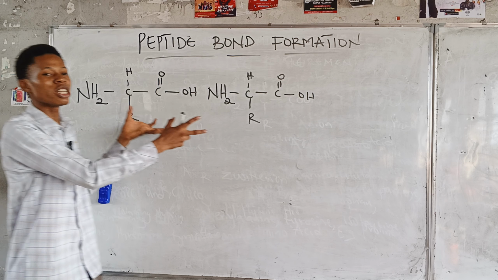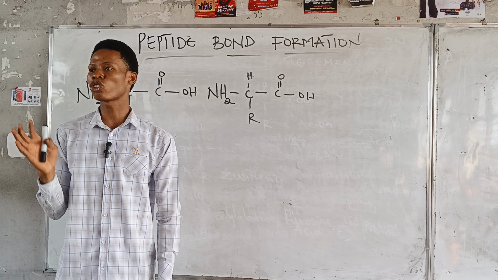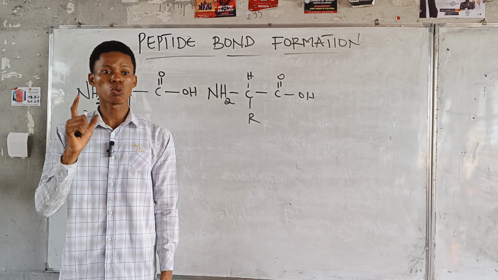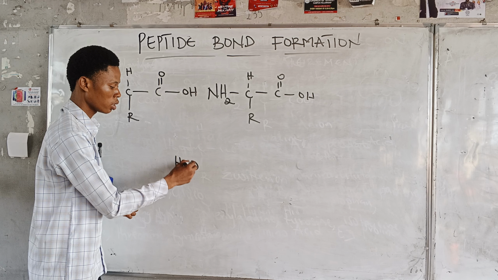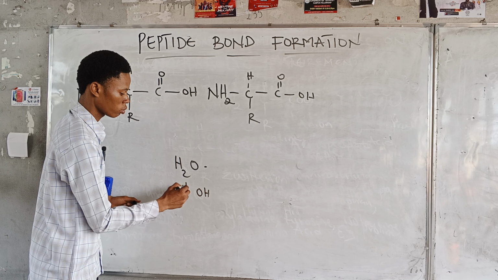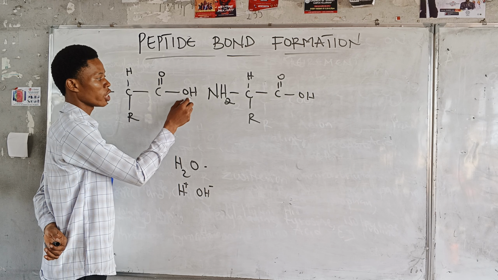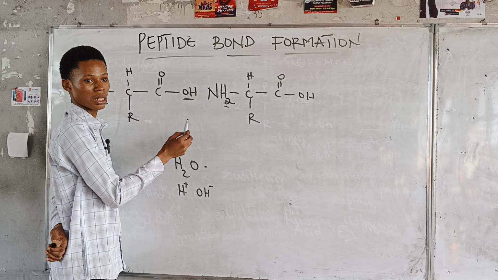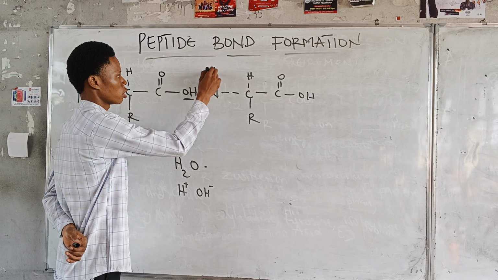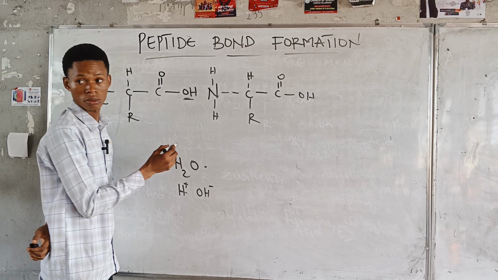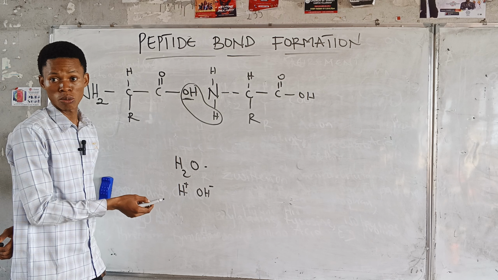Now, if I want to join these two amino acids together with a peptide bond, how do I do that? It is a condensation reaction. And in condensation reaction, water is given off. And you agree with me that water is H2O, right? Which is HOH. Now, for water to be given off, we have OH here, right? We have one H here, right? Now, this OH can take this H and water is formed, right?